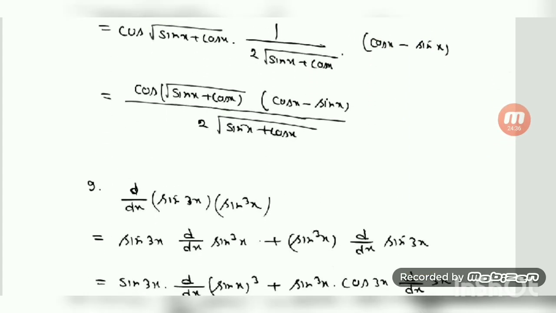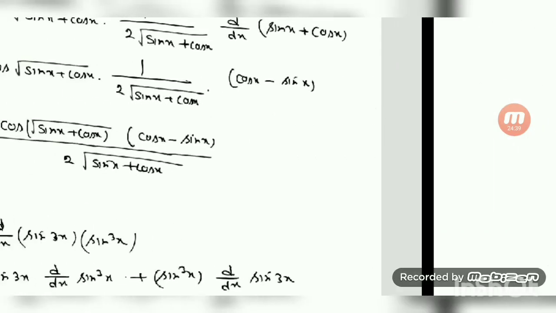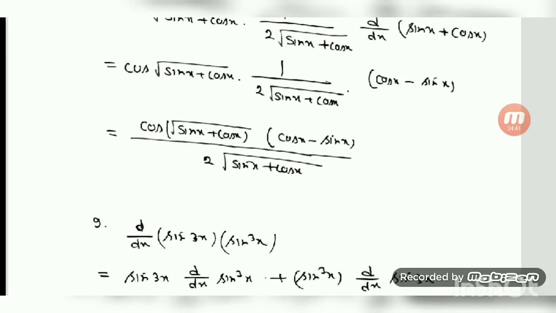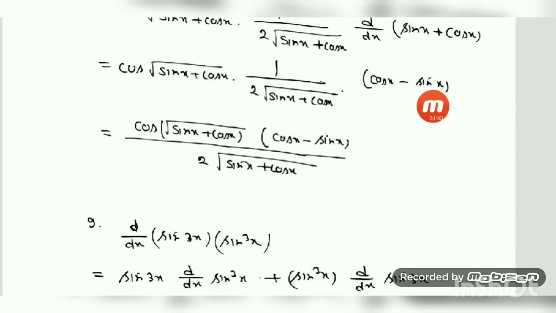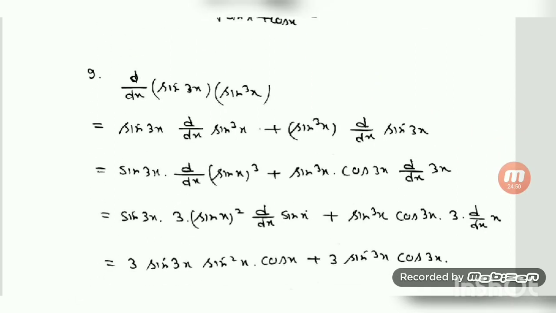So here the solution is completed. I have written one more step, or you can stop here also. Stopping here also you will have full marks. So cos of root over sin x plus cos x into cos x minus sin x, whole thing divided by this portion. Now let us proceed to the next question, number 9.